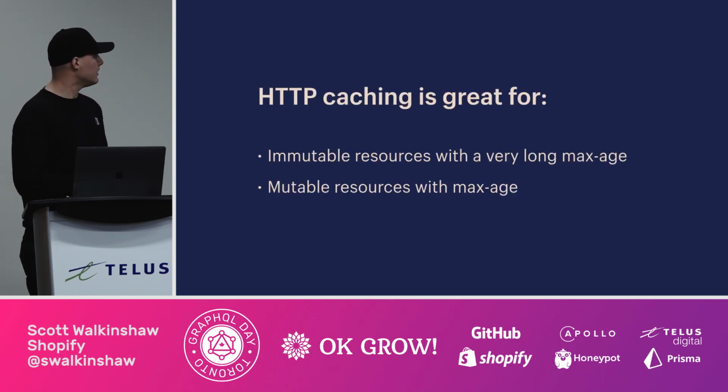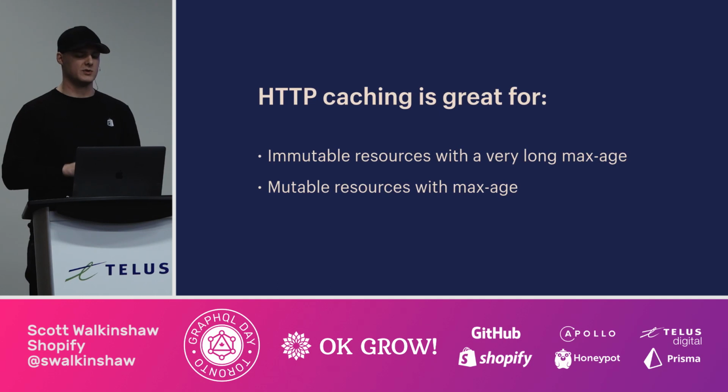So this is my opinion, but what I think HTTP caching is great for is a couple of these situations. The first one, immutable resources with a very long max age. This one's easier to think about. You can probably think of, say, JavaScript or CSS assets, with a version or a hash in the file name. You set the max age to a year in the future, and instead of trying to bust that cache, you just deploy a new version.